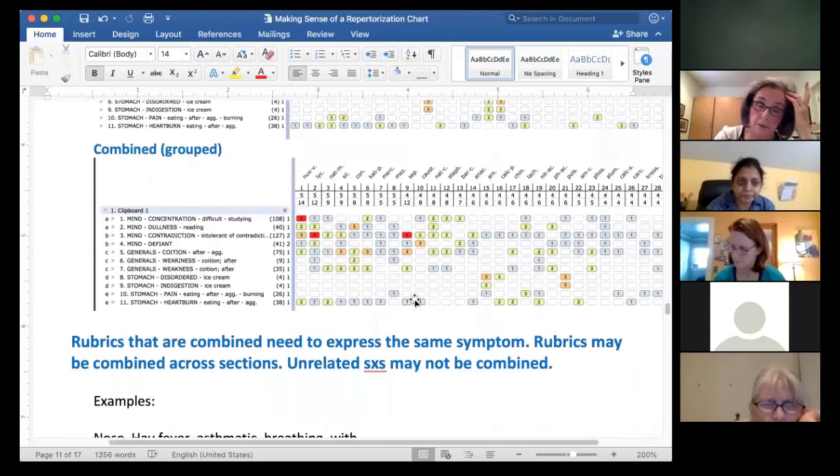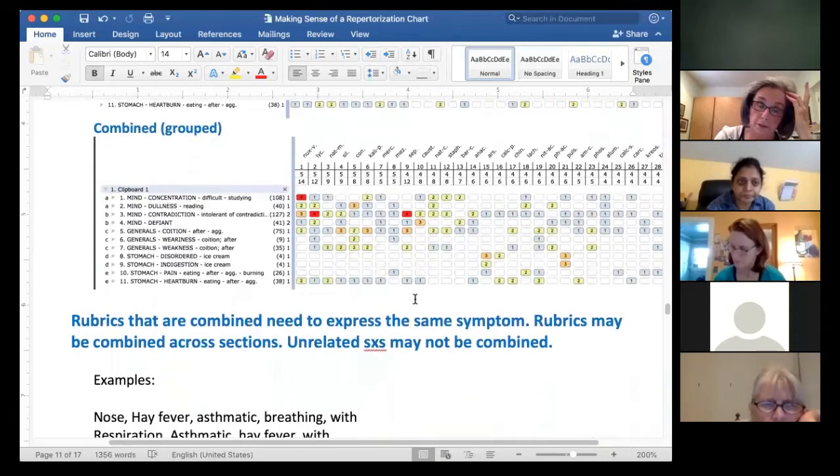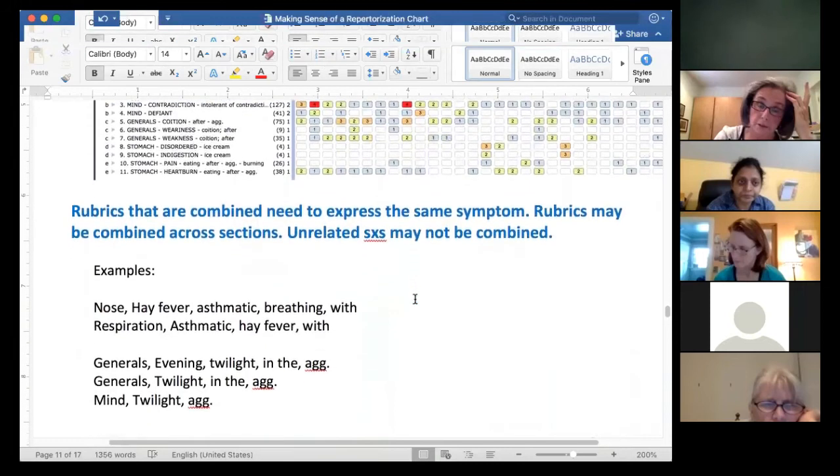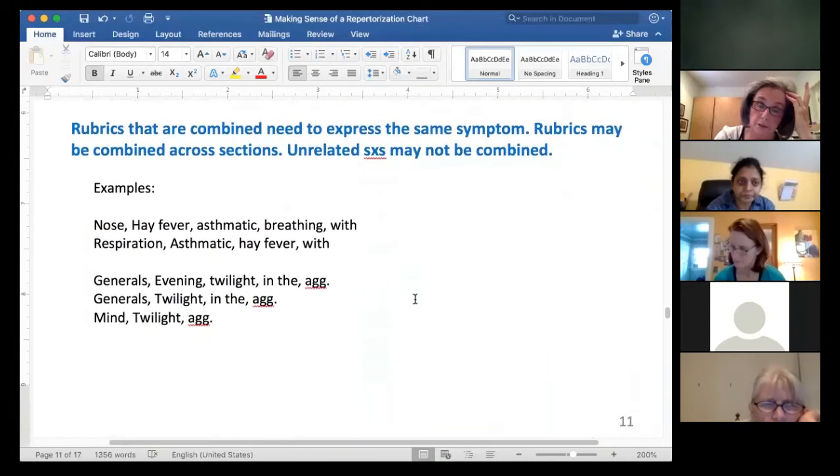So some words of caution about combining rubrics. They need to express the same symptom. You can't combine rubrics that are different symptoms. You can't do that. And you can combine rubrics across sections. I know that's sometimes a question for people. Do they all have to be in extremities, or do they all have to be in generals? No, they don't, but they have to express the same idea.